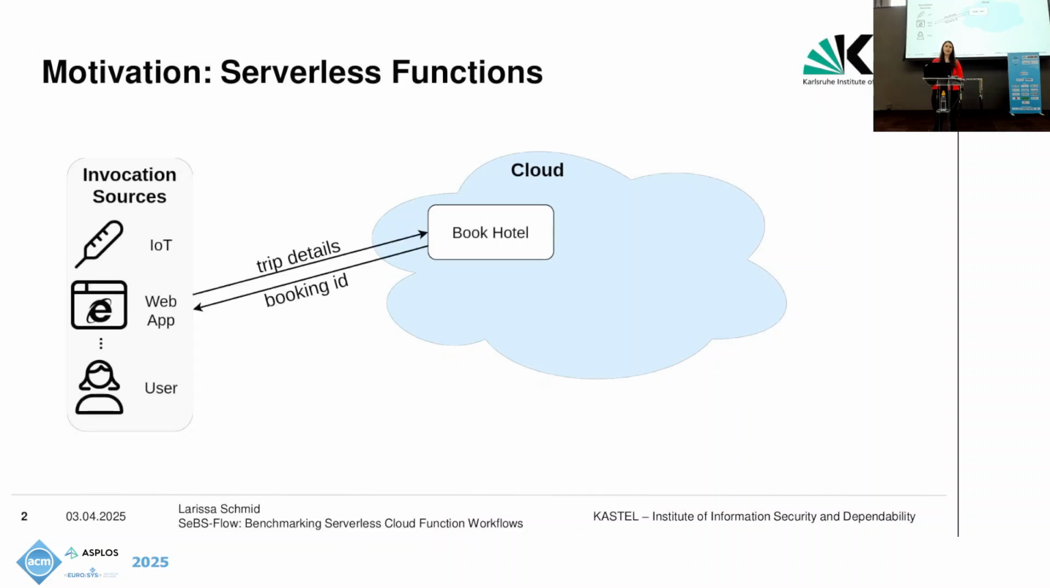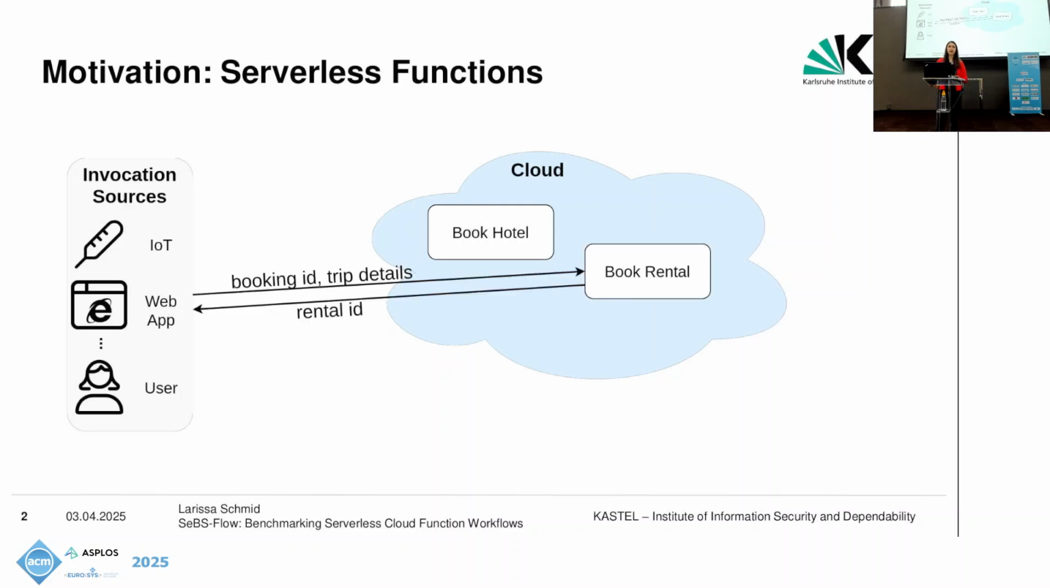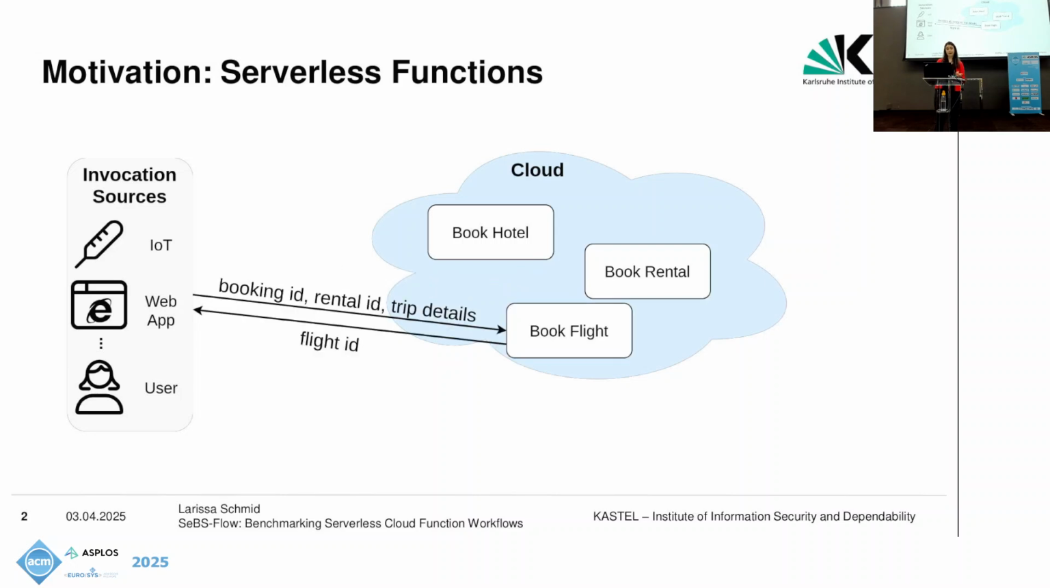And when they do, they send over some invocation payload like the trip details for the booking and get back the booking ID. However, usually that's not your complete vacation, just in a hotel. You may also want to book a rental. So when you do so, you need to invoke a second function because they're usually very short-lived and have very encapsulated functionality. You then need to send again your trip details, maybe your booking ID of the hotel to connect the bookings, and then get back the rental ID. And the same is true if you also want to book a flight. Which may become tedious and hard to coordinate.